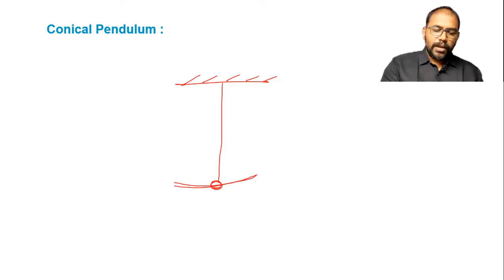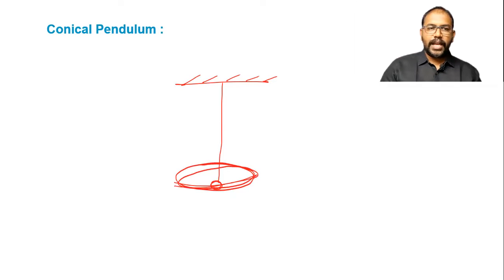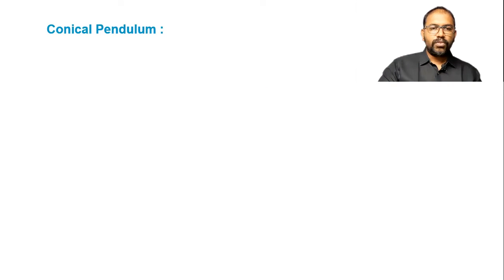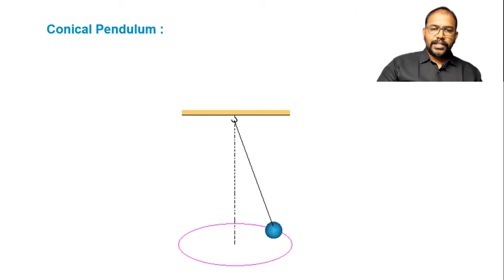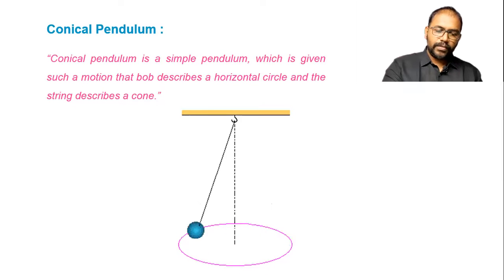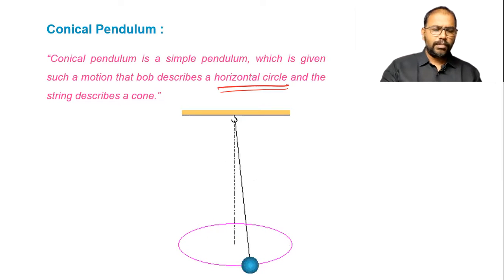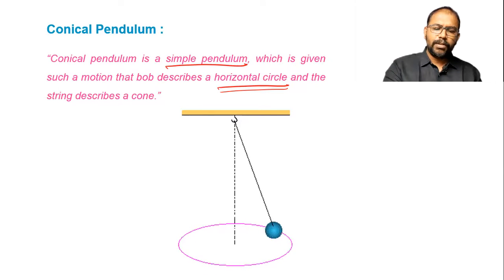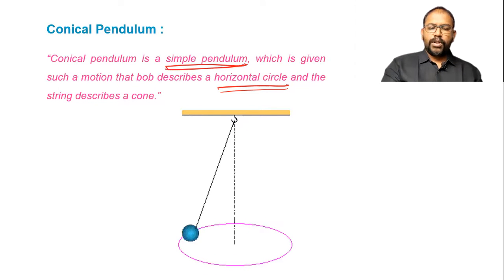Now, when the same bob is rotated in a horizontal circle, it is called a conical pendulum. You can see a conical pendulum in the diagram. The bob is moving in a horizontal circle. Basically, a conical pendulum is a simple pendulum, but for a bob given such a motion, it describes a horizontal circle.